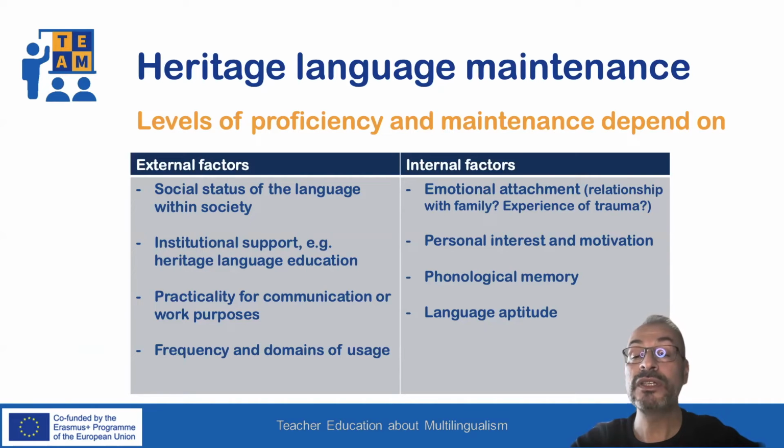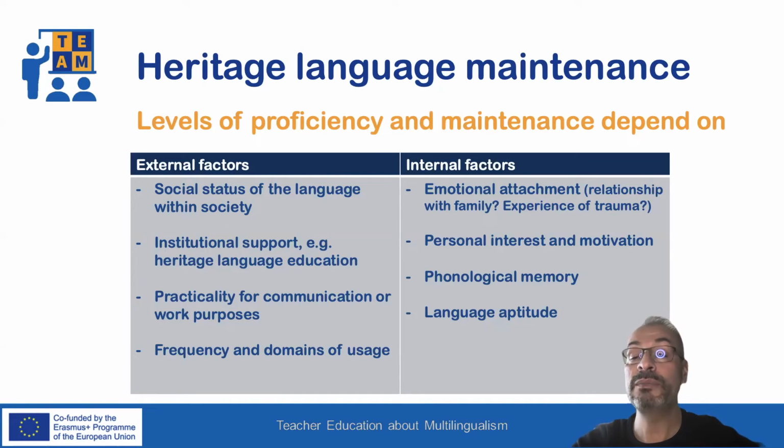If the heritage language is a language with low prestige in contrast, which means that people in the society don't value this language, the children and their families may not want to learn or maintain it because they don't see how they may benefit from it. The second external factor is the institutional support.